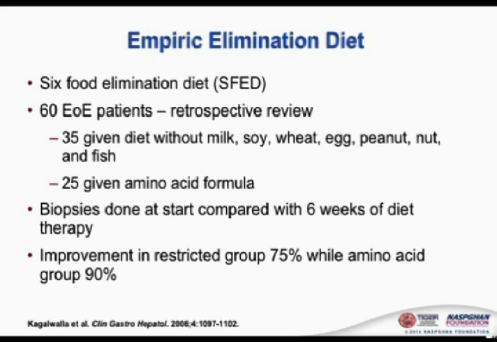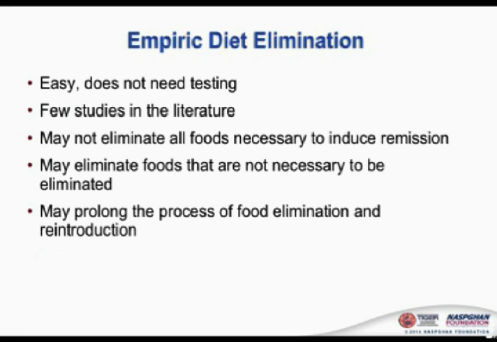So just to summarize some of the advantages of the empiric diet, it's easy. You don't need to test. There have been several studies now in the literature, too, just coming out on various forms of 6 foods, 4 foods, along those lines. Some disadvantages are it may eliminate too many foods, it may leave some foods that are not necessary, and still a 6-food diet's not an easy diet. Easier than an elemental diet, but still not an easy diet.